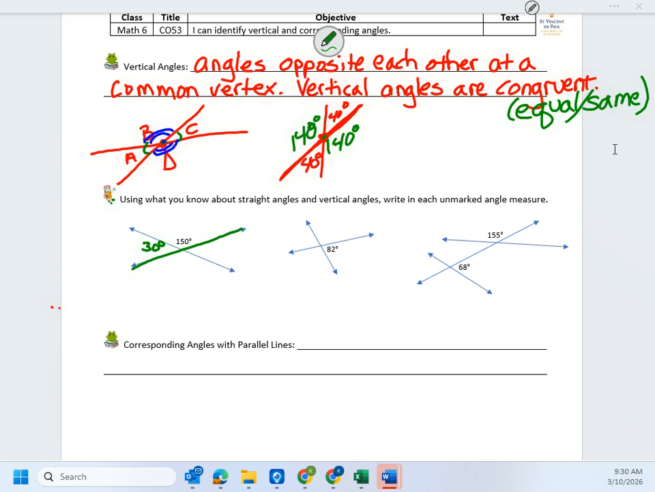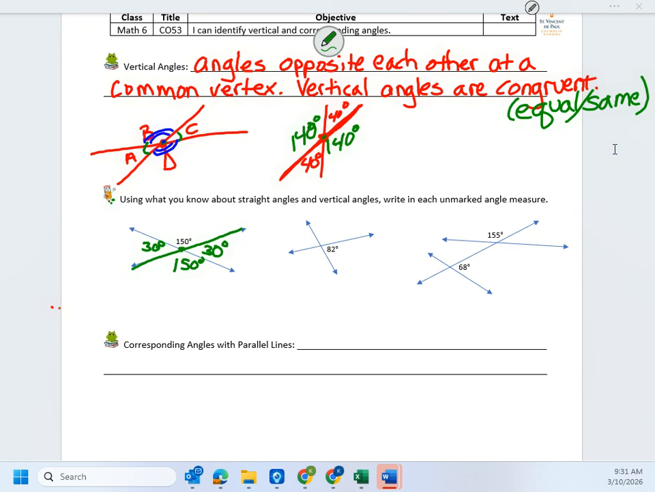How can we real quick and easy fill in our other numbers? What did we learn about those sides? Yeah, vertical angles are congruent. So opposite sides, 150 is up here, we know 150 is going to be down here. 30 is over here, here's our vertex, opposite angle we know is going to be congruent.